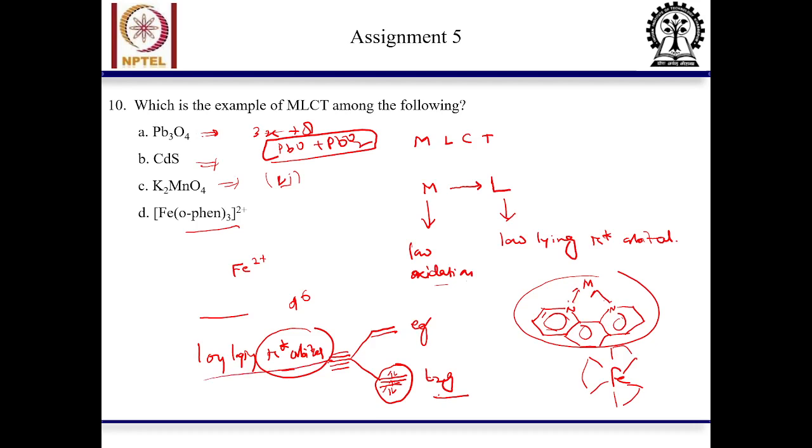So basically cyanide, thiocyanide, CO, pyridine, bipyridine, orthophenanthroline, and dithiolene. These are the ligands which have the low-lying pi star orbital. So you have to see where these ligands are, and the other thing you have to see is that the metal should be in a low oxidation state. If those two things match, you can easily guess the answer.